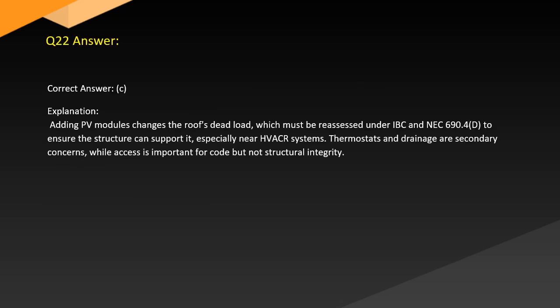Answer. Correct answer: C. Explanation. Adding PV modules changes the roof's dead load, which must be reassessed under IBC and NEC 690.4(D) to ensure the structure can support it, especially near HVACR systems. Thermostats and drainage are secondary concerns, while access is important for code but not structural integrity.